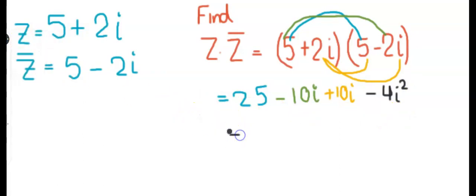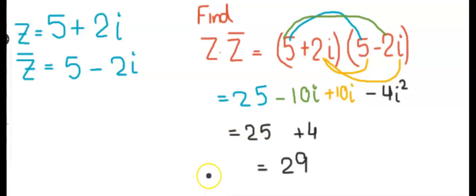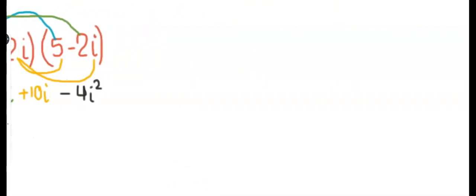Now let's work it out. 25 is 25, minus 10 plus 10 is gone. And minus 4i square. Can I call it plus 4? Why? Because i squared changes the sign. The answer is 29. This is a long way. With conjugate, there is a simple, easy way as well. I'd like you to do the easy way, not that way. But if you want to, you can.